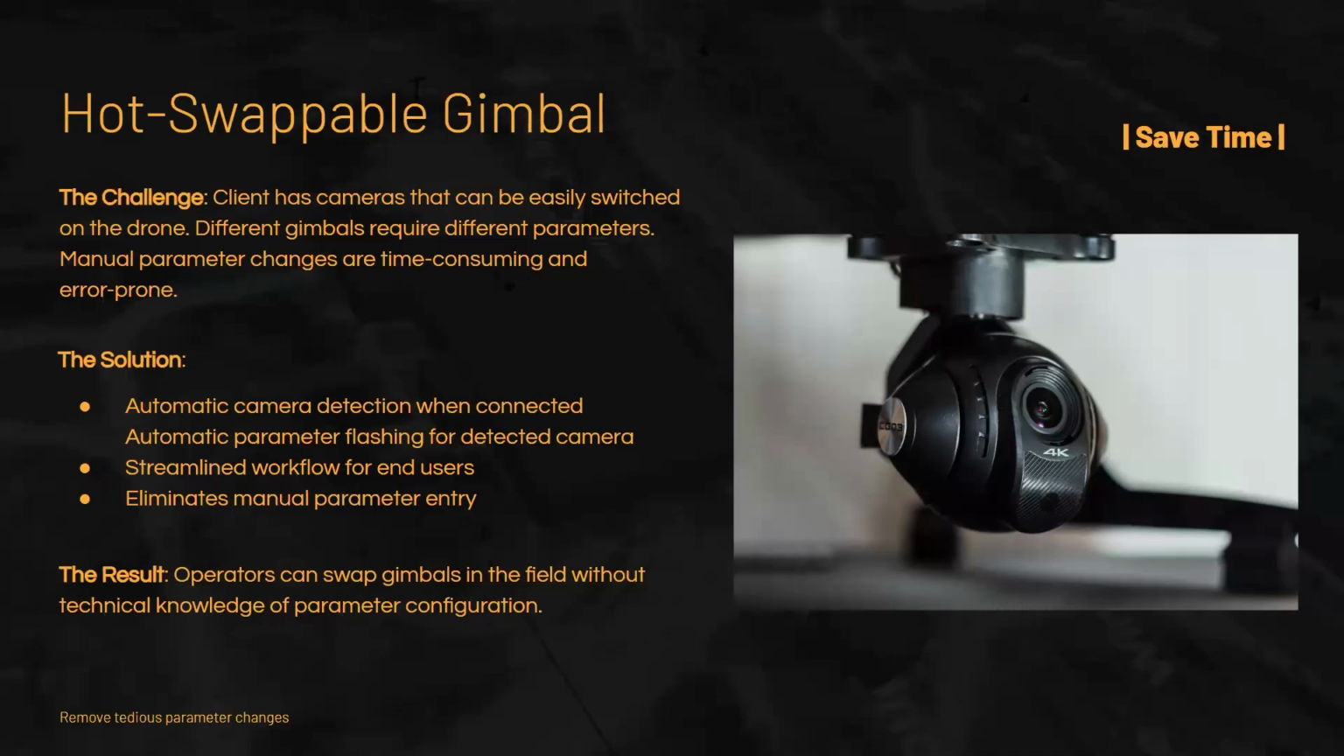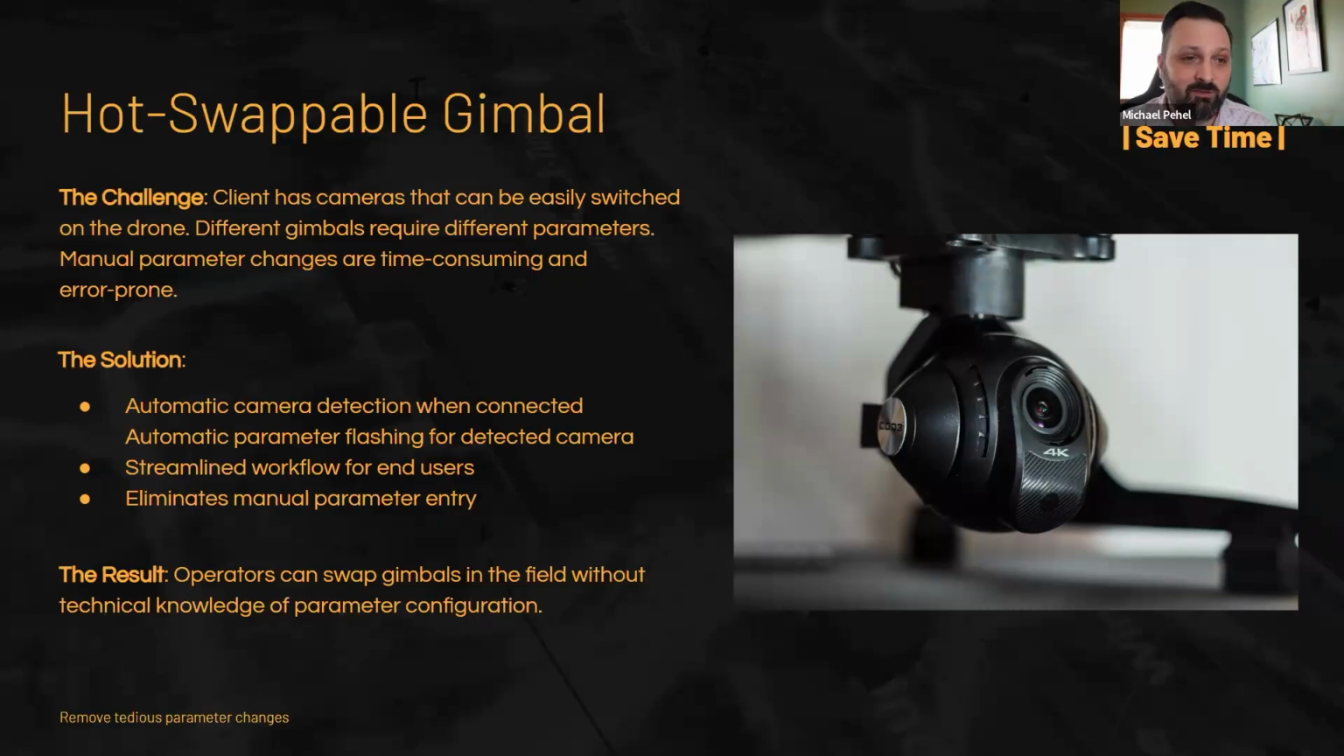You can add automatic parameter flashing when you detect a camera. The goal of that would be to streamline the workflow for end users and not require them to look through tons and tons of documentation to figure out what to set every time they want to switch cameras. I mean, imagine how annoying that can be. And it's also situational dependent, right? Do they even have the time or the mind space or bandwidth to do that in the field?